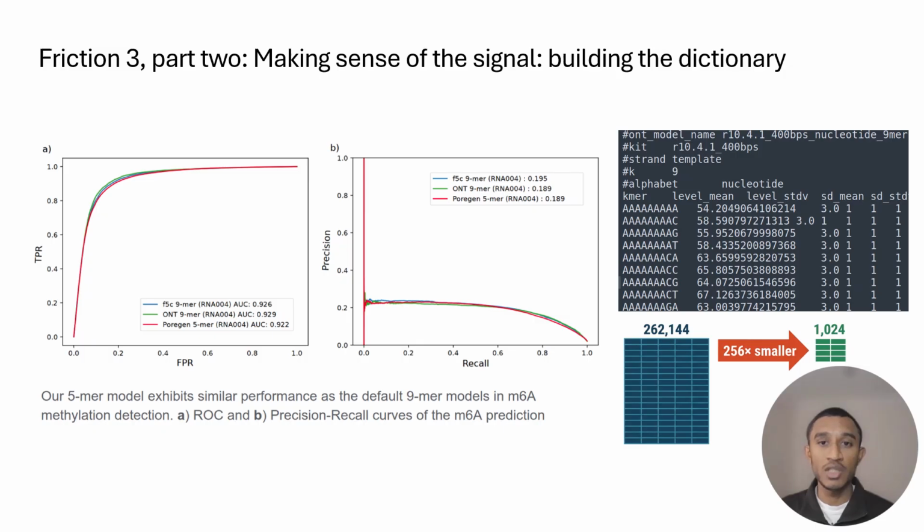So I built a way to generate it from scratch, no manufacturer needed, and to shrink it dramatically down to every 5-letter stretch, just over 1,000 entries. That's more than 250 times smaller. And here's the key, it still works just as well. These curves on the left are the proof. My lightweight dictionary in color red sitting right on top of the big official one. Same accuracy at detecting that tag from a fraction of the size. And this work was published in Bioinformatics.